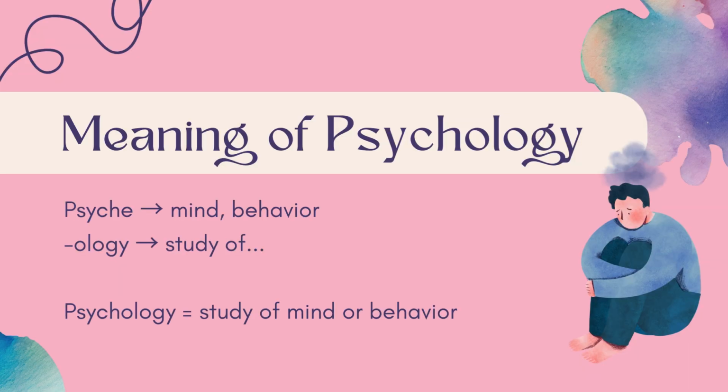So first of all, the word psychology can be broken down into the root word psyche, which means mind or behavior, and the suffix ology, which means the study of. Through this etymology, psychology can thus be defined as the study of mind or behavior.